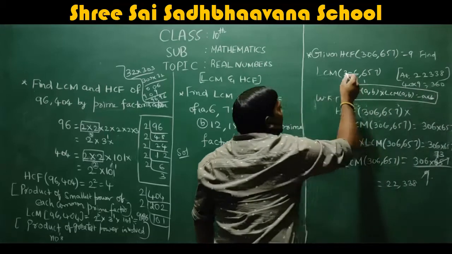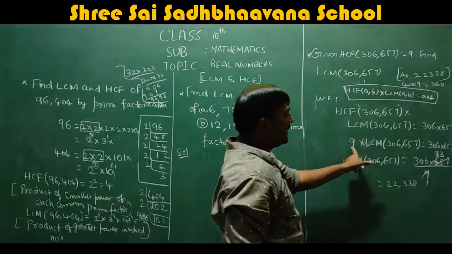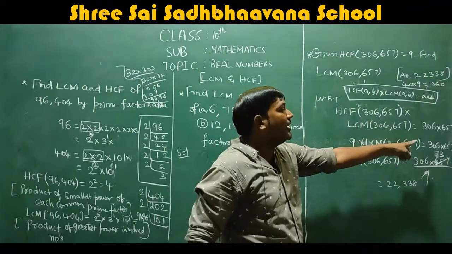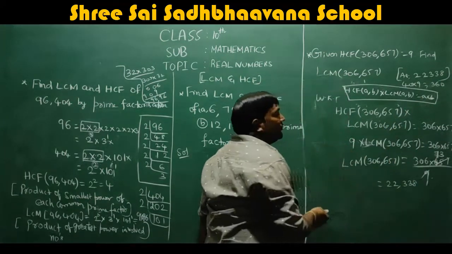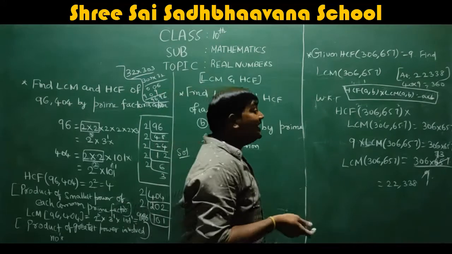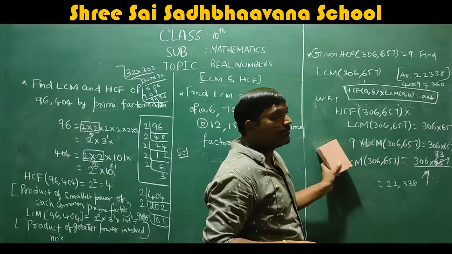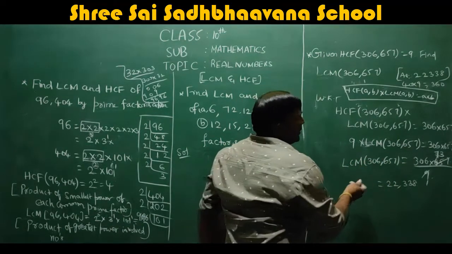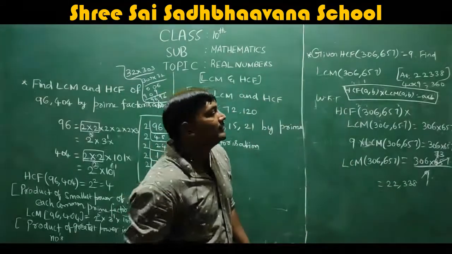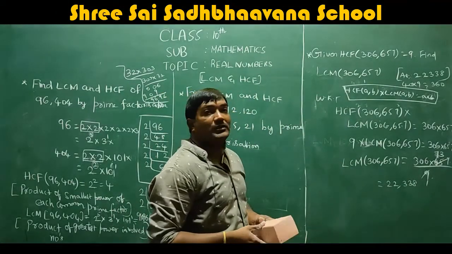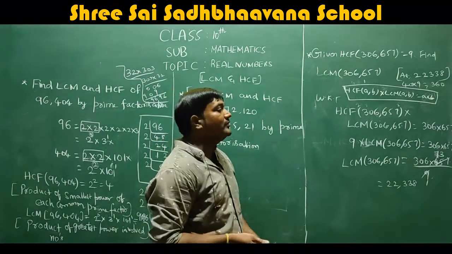So what are they given? HCF they have given, LCM we have to find. HCF is 9. LCM we don't know, and it is multiplied with the numbers. What are A and B here? 306 and 657. Just multiply those numbers. We need LCM, so this 9 will go in the denominator because it's multiplying. It will divide if you go to the RHS. So 73 times 306 is 22,338. That is how you have to find the LCM when HCF is given.